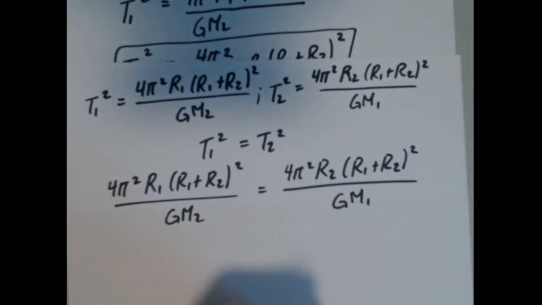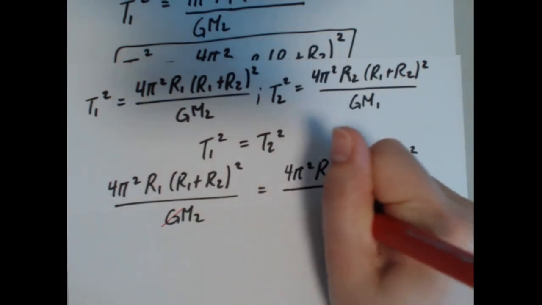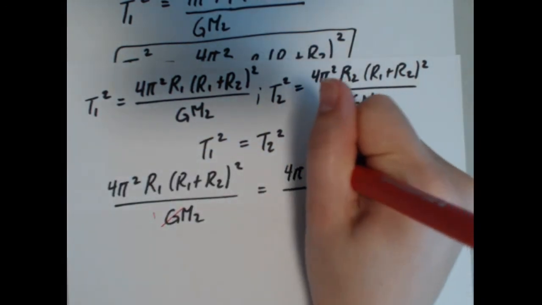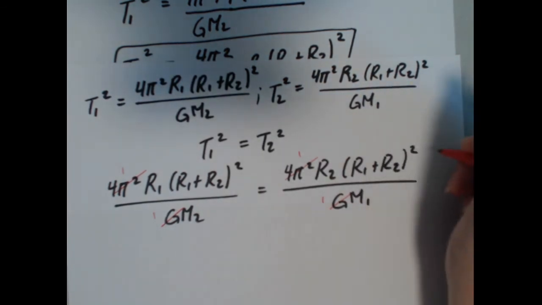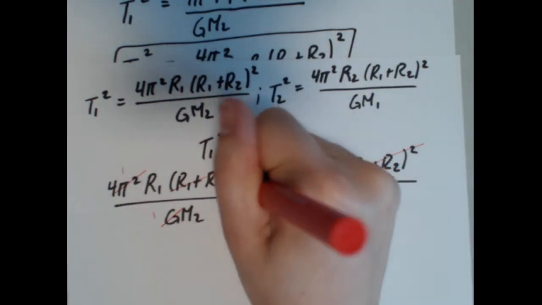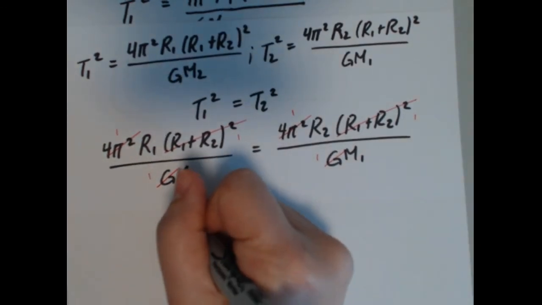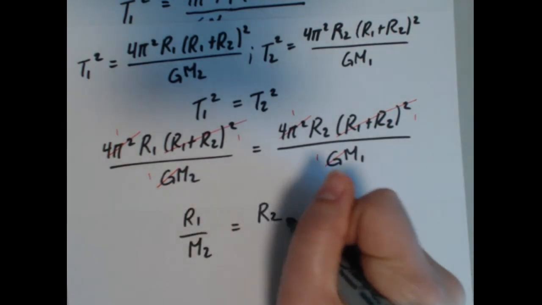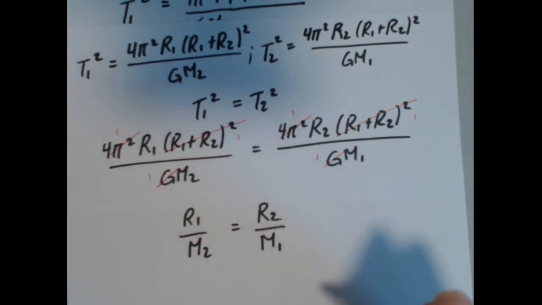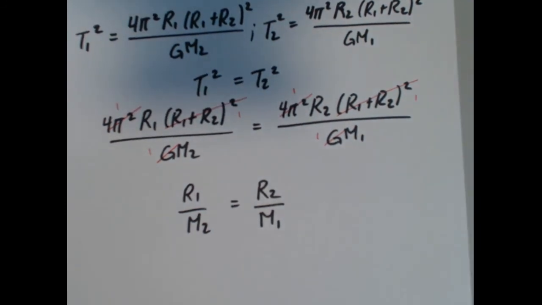Okay, time for some cancellations. G appears on both sides. 4π² appears on both sides. (R1 + R2) squared appears on both sides. And that's as far as our cancellations go. So that means we're left with R1 over M2 is equal to R2 over M1. I mean, we're almost at a point where we can do this comparison.